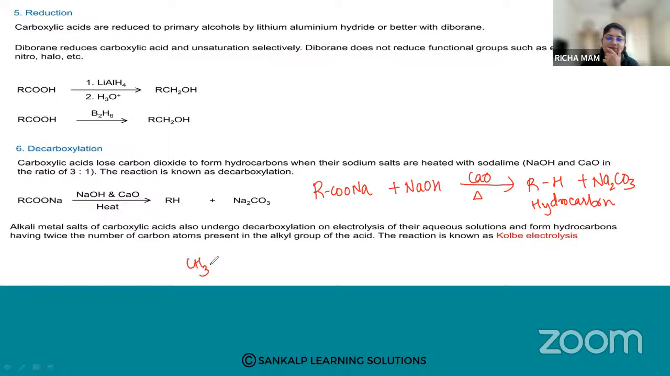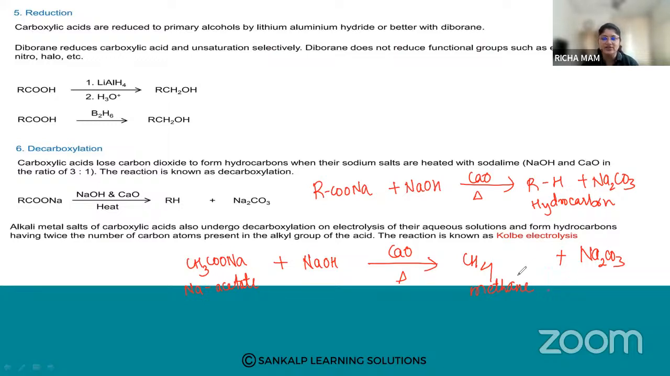Suppose, let me give you an example, CH3COONa. This is sodium acetate. I'm going to react sodium acetate with NaOH in the presence of calcium oxide and heat it. What am I going to get, students? I'm going to get the byproduct Na2CO3 plus CH3, and this picks up one more H, so it becomes CH4. So you get methane. This is your decarboxylation reaction.